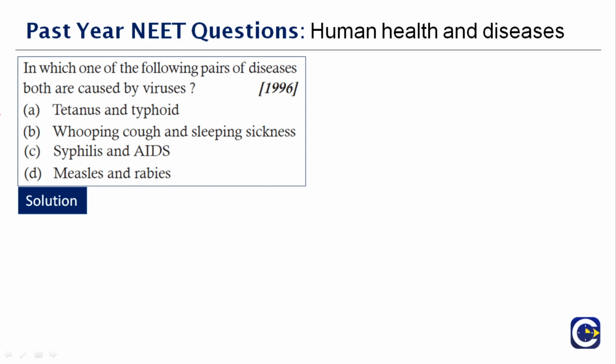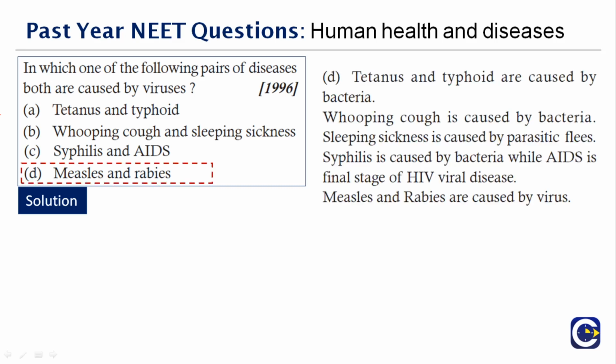Option C, syphilis and AIDS. Syphilis is caused by bacteria while AIDS is virus, so that is not the answer. Option D is the right answer. Measles and rabies, both are caused by virus. Therefore the right answer to this question is option D.